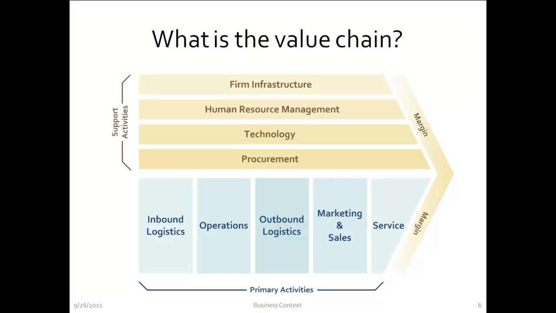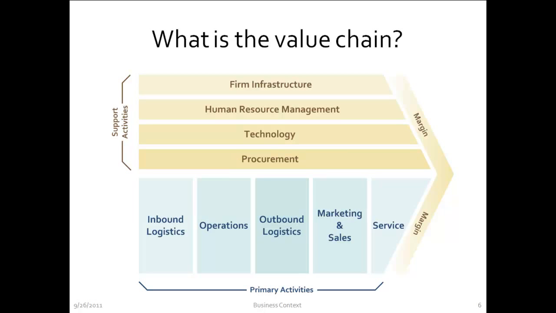So what is the value chain? The value chain is a representation or a framework that is really part of the same 5 forces model, Porter's 5 forces model, of the internals of a particular company. The value chain is broken up into 2 sets of activities. One set is known as the primary activities, and the second set is known as the support activities.